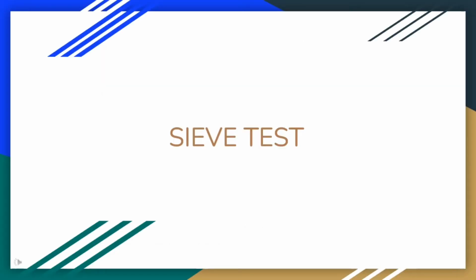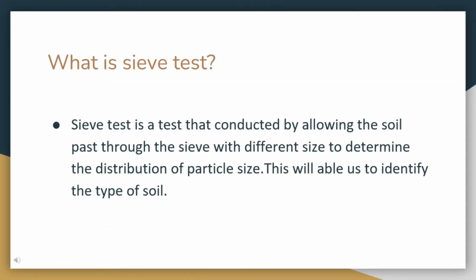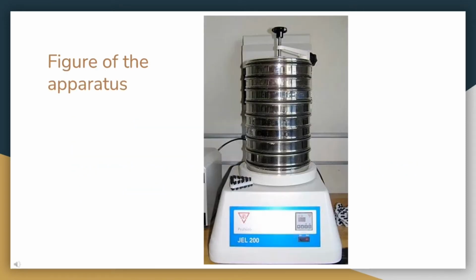Sieve test. The sieve test is conducted by allowing the soil to pass through sieves of different sizes to determine the distribution of particle size. This will enable us to identify the type of soil. This is the picture of the apparatus.